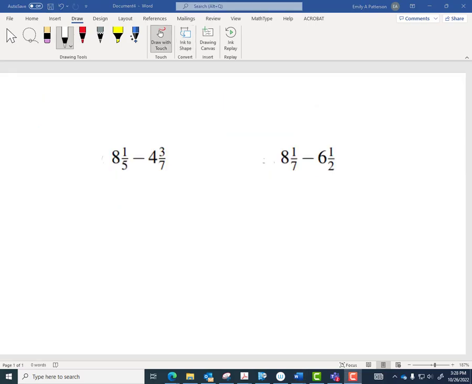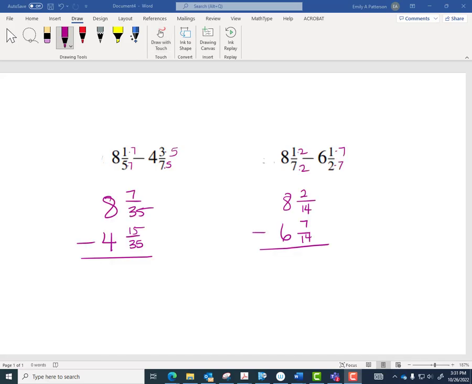So here are 2 new problems, and again I want you to pause the video, set them up vertically, and find the common denominators for each one. Okay, so these problems are set up vertically, they have common denominators, we're ready to go.